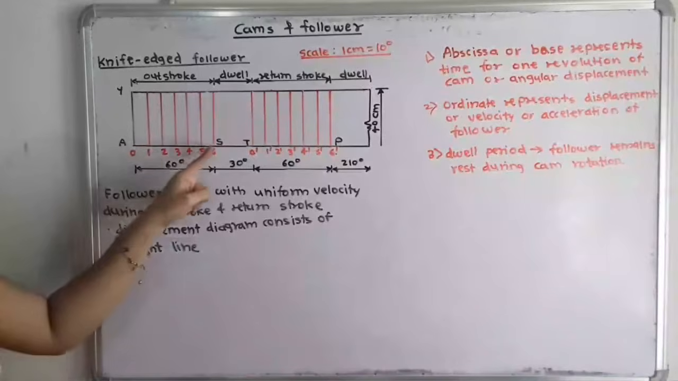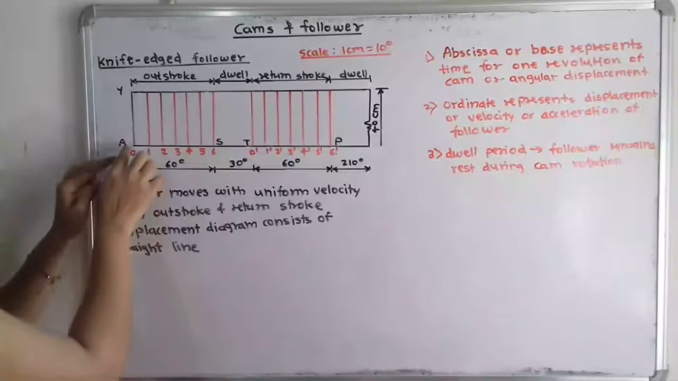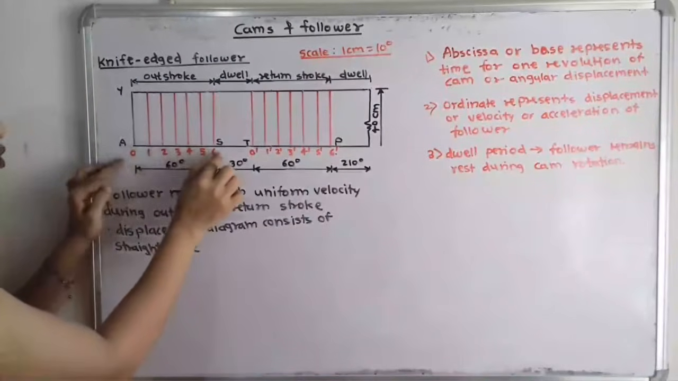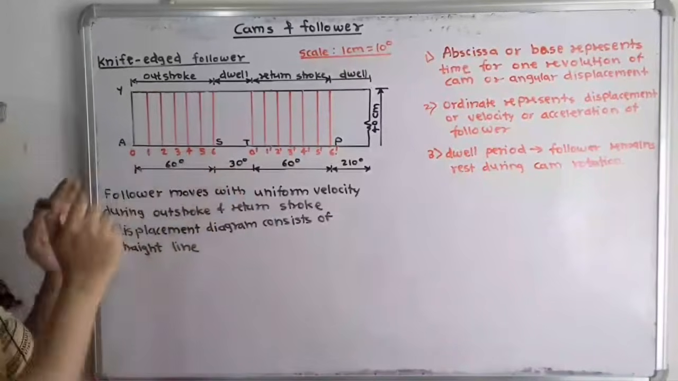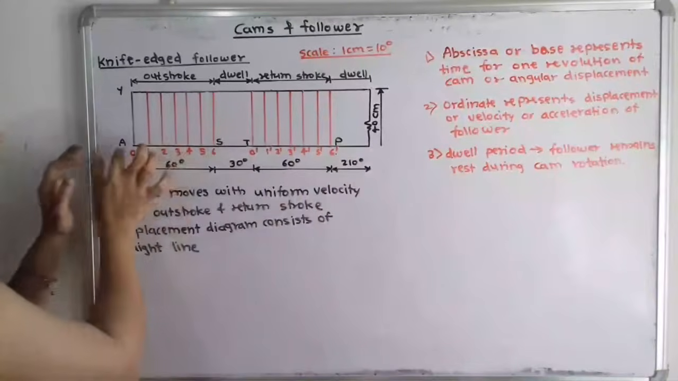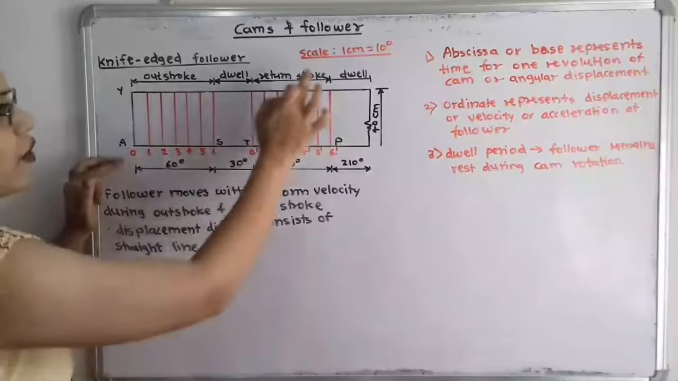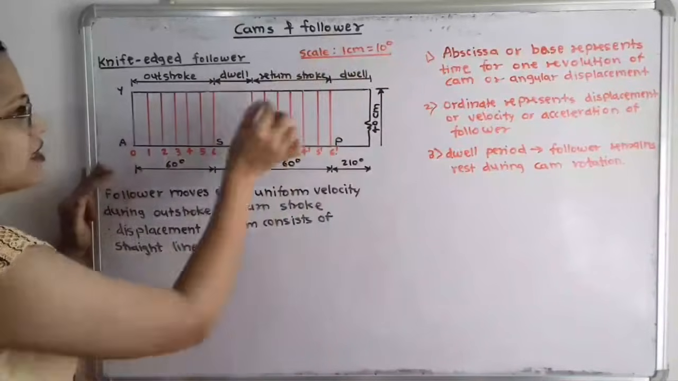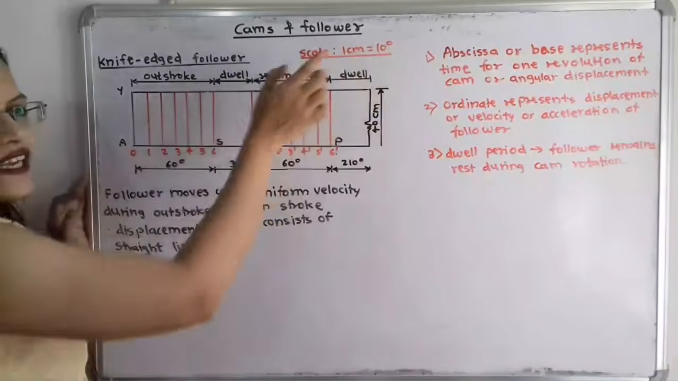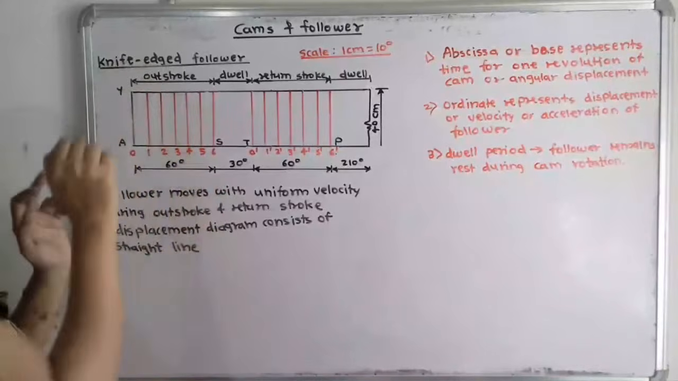For this 60 degree, the scale is 1 centimeter for 10 degree. So we will take first 0, then 1, 2, 3, 4, 5, 6. This total of 6 centimeter indicates 60 degree. This is the abscissa, and on it we first make 6 equal parts, each part 1 centimeter apart. This 1 centimeter indicates 10 degree. In this way this 60 degree is completed for the outstroke.